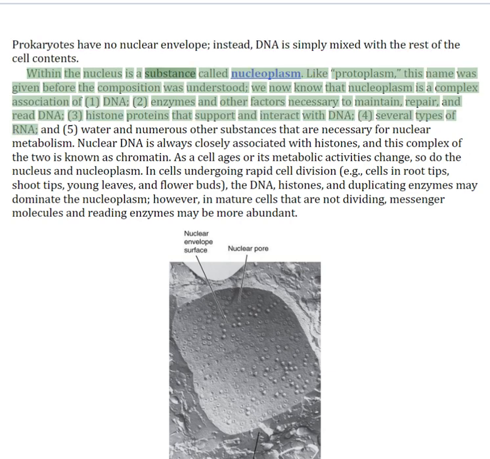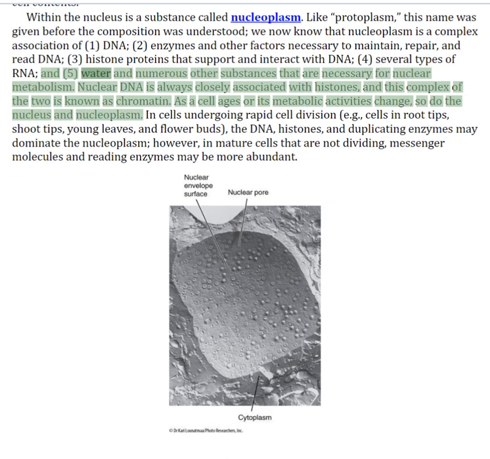Within the nucleus is a substance called nucleoplasm. Like protoplasm, this name was given before the composition was understood. We now know that nucleoplasm is a complex association of DNA, enzymes and other factors necessary to maintain, repair, and read DNA, histone proteins that support and interact with DNA, several types of RNA, and water and numerous other substances that are necessary for nuclear metabolism. Nuclear DNA is always closely associated with histones, and this complex of the two is known as chromatin.